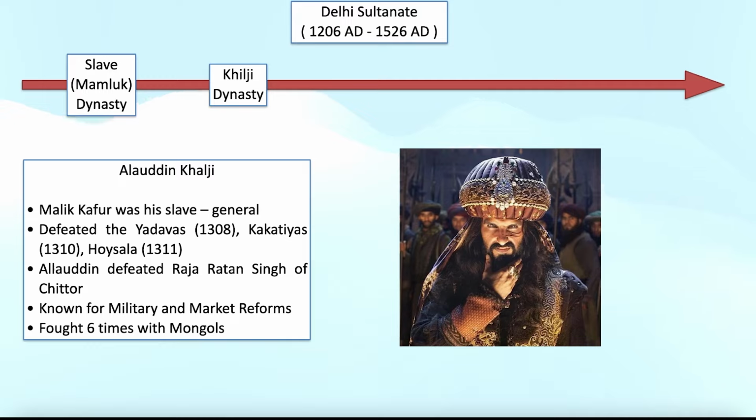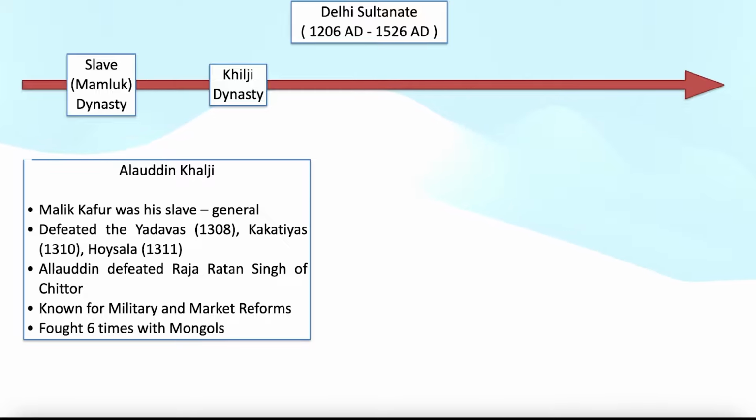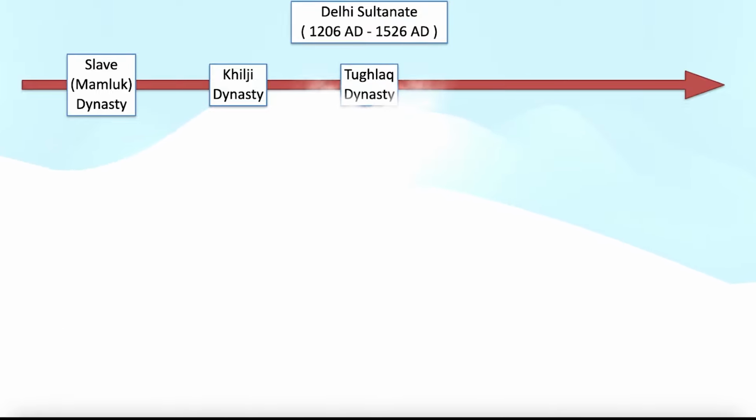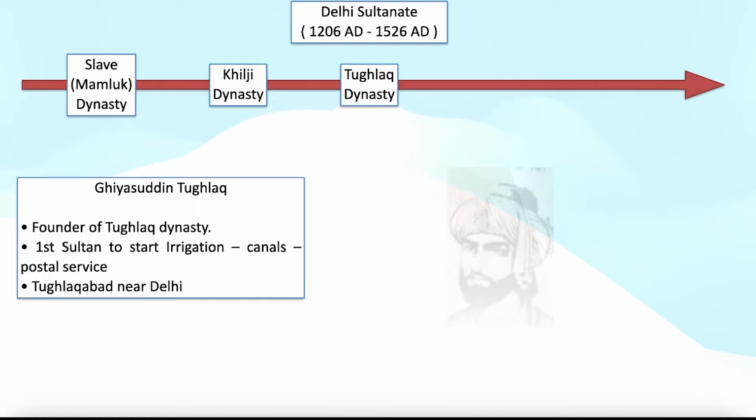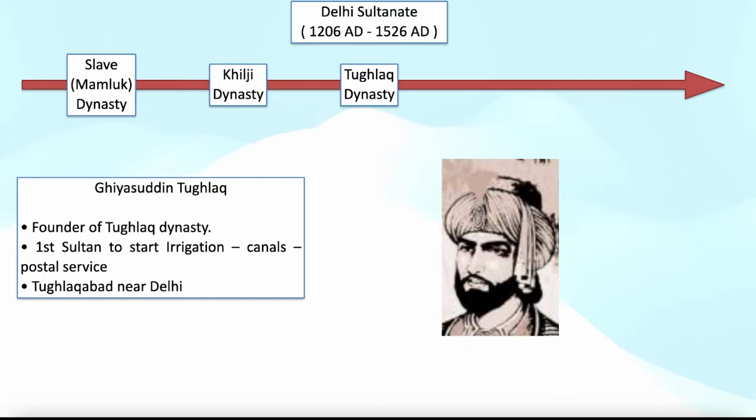So that is the reason why Alauddin Khilji was very curious about the military reforms, because he wanted to have a big army so as to fight with Mongols. After Alauddin Khilji, now you will get to see that Tughlaqs will come into power. Ghiyasuddin Tughlaq will be founding his own dynasty called Tughlaq dynasty.